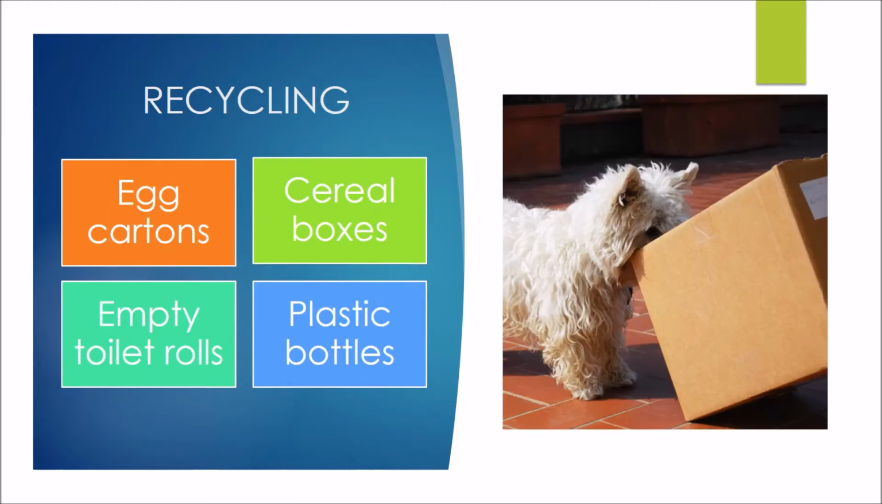Nothing goes in my recycle bin until I've had a look at it and decided if my dogs can play with it. So egg cartons, cereal boxes, empty toilet rolls, anything like that. Again, you can pop some of their food in it, close the lid, and then give it to them. They can pull it apart and shred it and have lots of fun working to get their food.